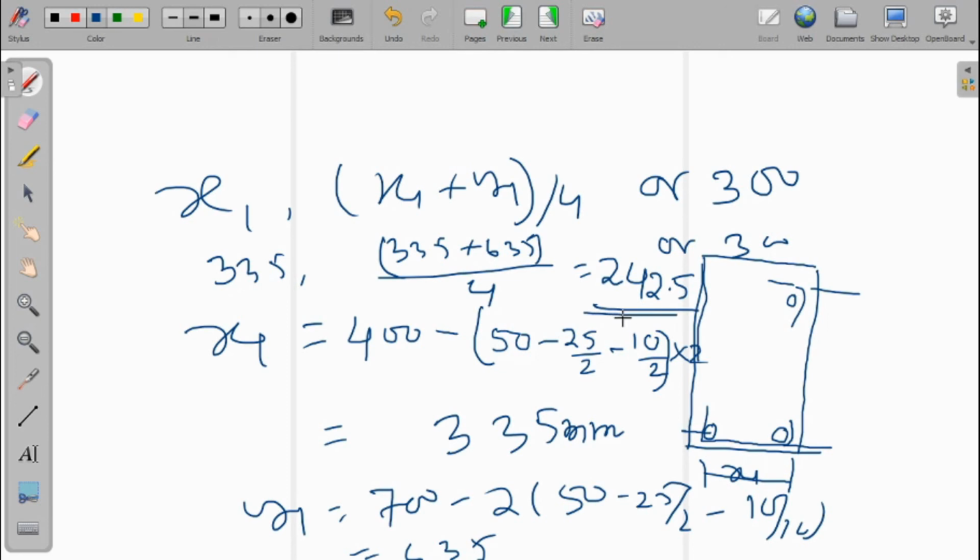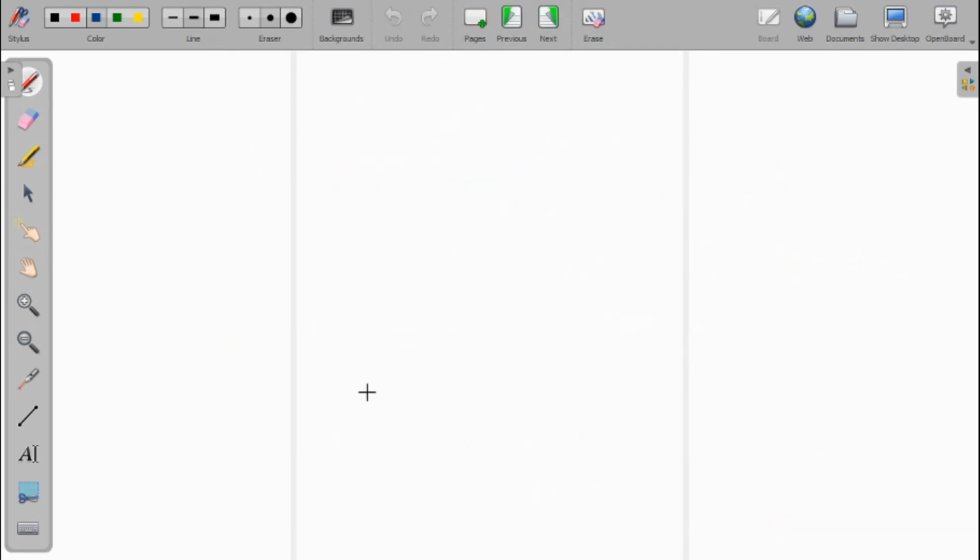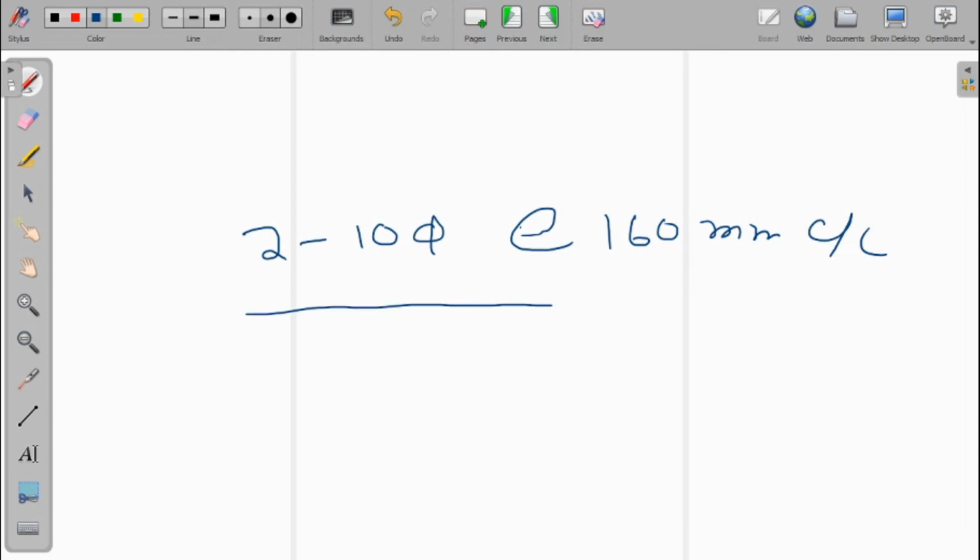So it indicates that the spacing cannot be more than 242.5. Okay. What is the spacing we got? We got, if you see the backspace, how much? 164.65. So we will provide 160. So ultimately what we can say, provide 2-legged 10 dia vertical stirrups at the rate of 160 mm center to center.